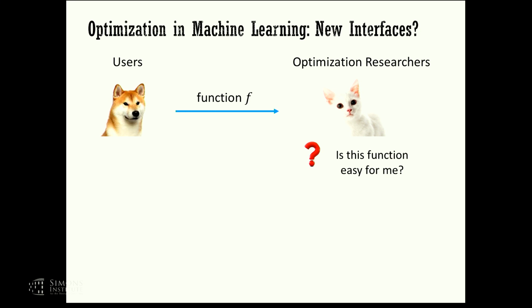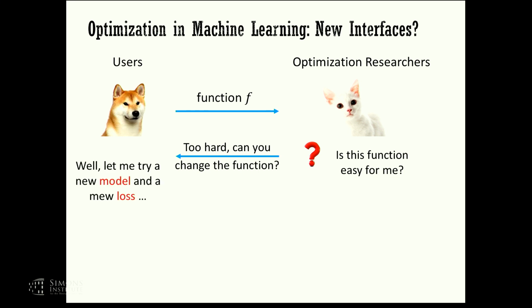And if the answer is no, then maybe we can go back and say, okay, this function is too hard. Can you change the function? In typical settings, this is not doable because the function itself is what we really care about as the user. But for machine learning, this is, to some extent, a little bit flexible. So we can say, okay, let me try a new model and a new loss. And this was a typo last time, but I found that actually it makes some sense. Some of the audience told me, so I keep it.